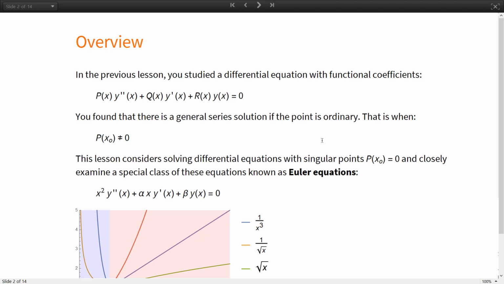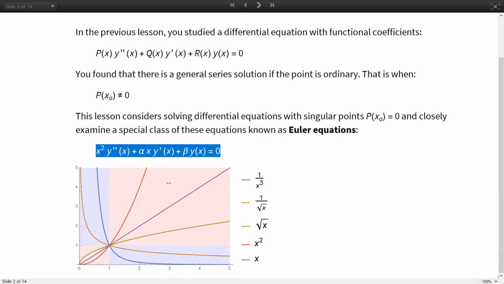We will then examine a special class of these types of equations known as Euler equations, which take the form given here. As we will see, the behavior of solutions to Euler equations will depend largely on the power of x in the solution. This is shown in the plot here for some powers of x. The behavior of the solution is seen to be very different for large and small values of x, depending on the power.